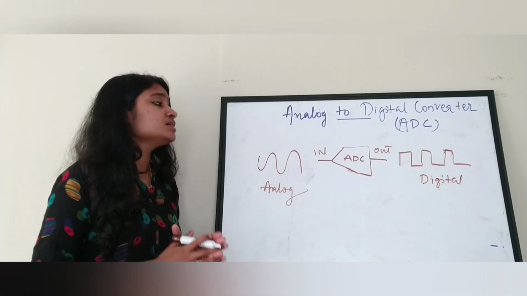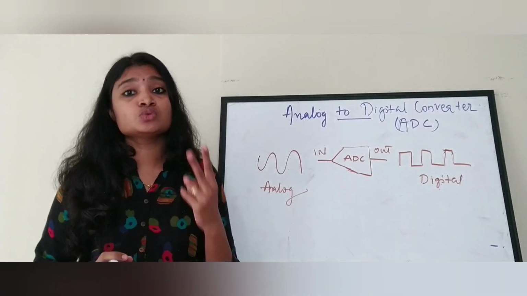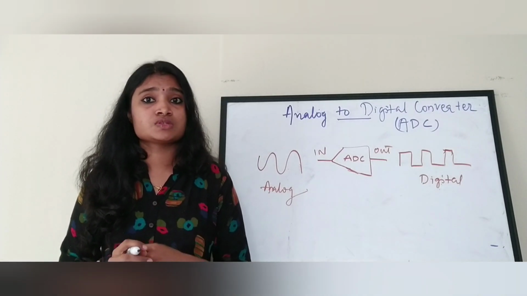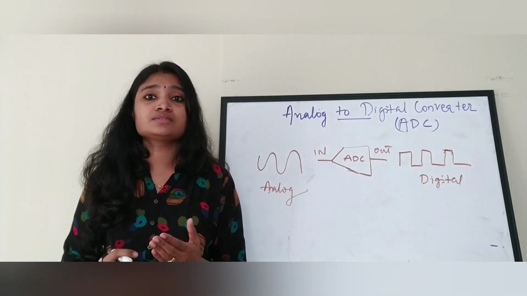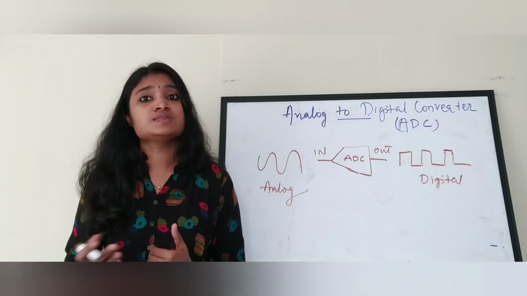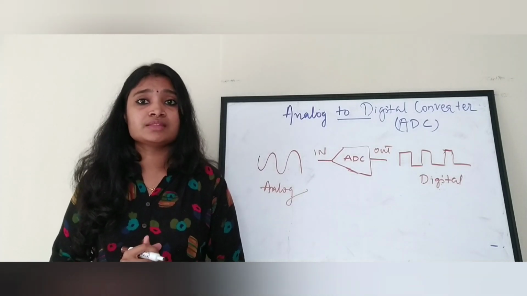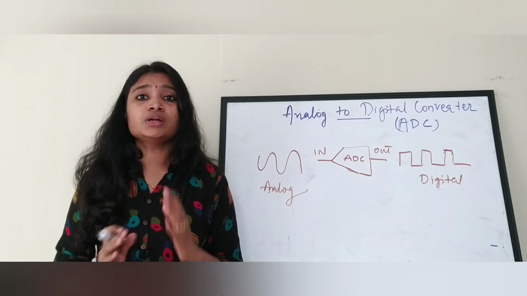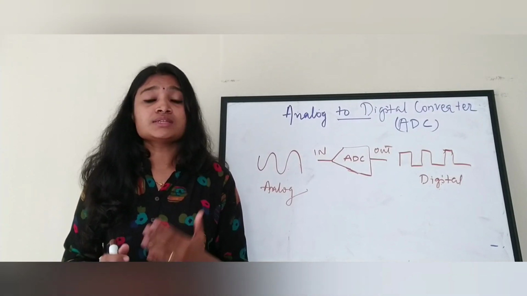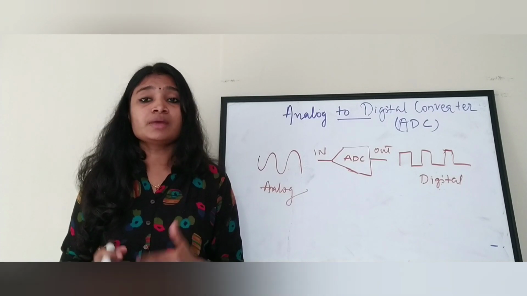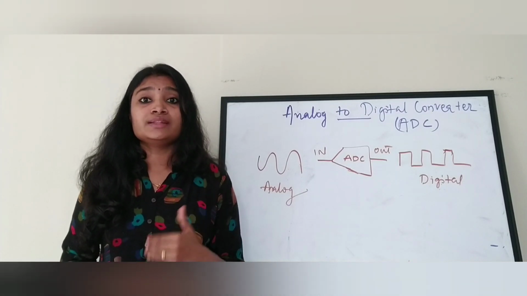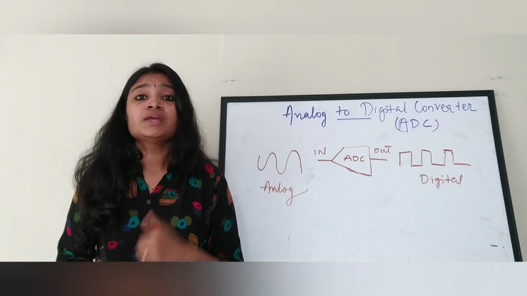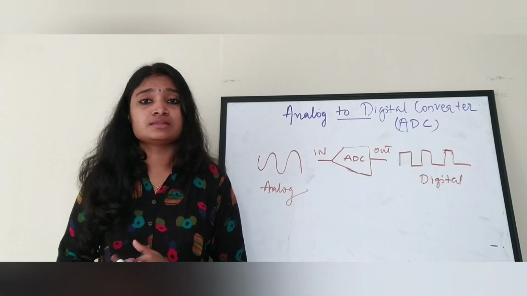And how is this ADC doing this conversion? ADC mainly uses two steps for achieving the process of digitization. That is the sampling and the quantizing step. So the first step is sampling the signal and the second step is quantizing the signal. In the first step, we know that an analog signal is continuous in time and continuous in amplitude. So in the sampling step, it is going to discretize the time.